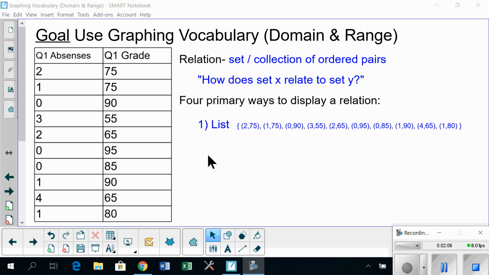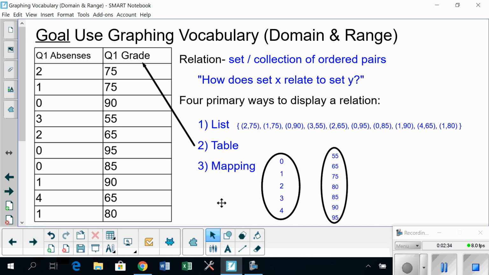Now, there's four main ways you can display a relation in math class. Number one is very boring. It's just simply a list. Here I've written out all of these ordered pairs as a set. Okay, so that's one way to do it, kind of a dull way to do it. Number two is what you already saw here. A second way to show a relation in math class is through the table, the good old XY table. That's what we started with.